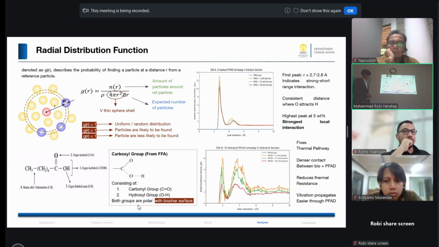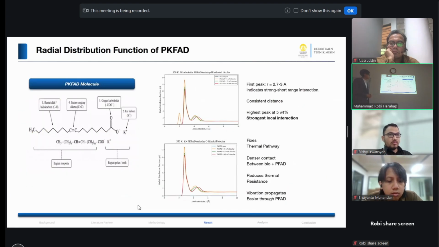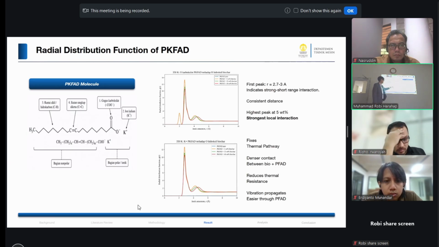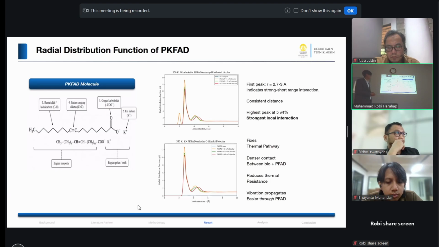Okay, so this is the analysis for PKFAD. Something similar, but in PKFAD, the polar groups are carboxylate and potassium. Those are polar, so these will interact really well with biochar. Looking at the graph, the same thing goes. PKFAD pure is down here, and pure is also down here because we cannot see biochar molecules if the PKFAD doesn't contain biochar. And then PKFAD 5% is the highest. The same goes for this one at roughly the same distance, and this also correlates really well with the thermal conductivity graph. Okay.